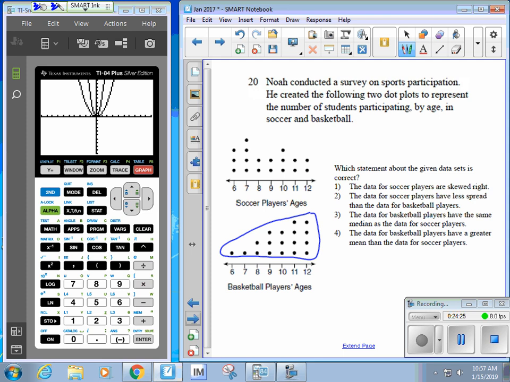So if we're talking about the average, who's going to have a higher average? Basketball players, right? Because there's more older kids. So they're talking about mean right here. Basketball players have a greater mean. That's higher average. So that makes sense because there's more old kids in their group.